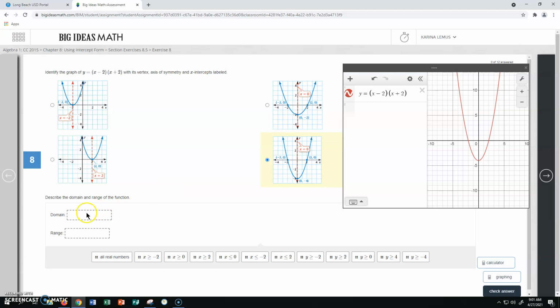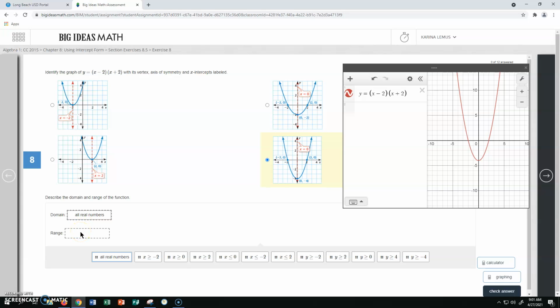Now it does ask for the domain and range. So remember we talked about domain. In this class, the domain will always be all real numbers. When you get to Algebra 2 and you turn these things sideways, they'll be different. But for you, just remember it's always all real numbers.